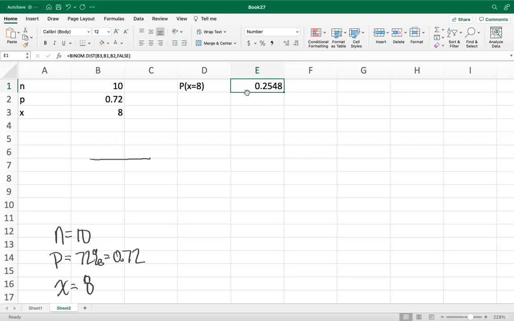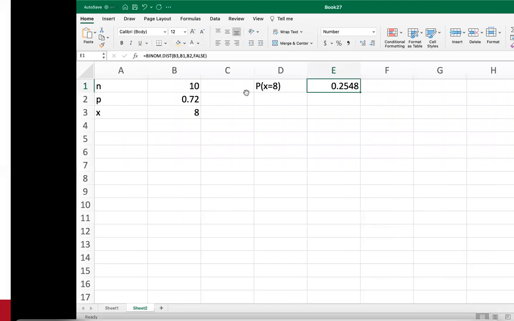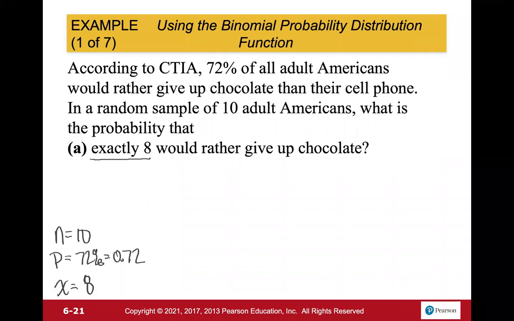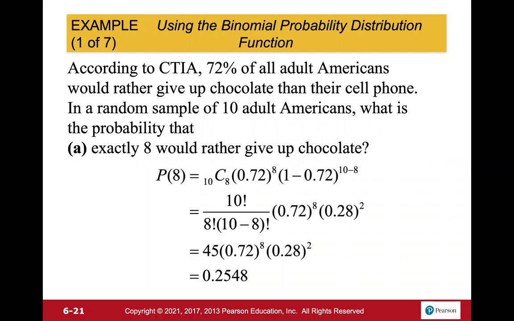So 0.2548. And let's see if we missed anything. So here they plugged it into that equation and they ended up getting the same thing, 0.2548.